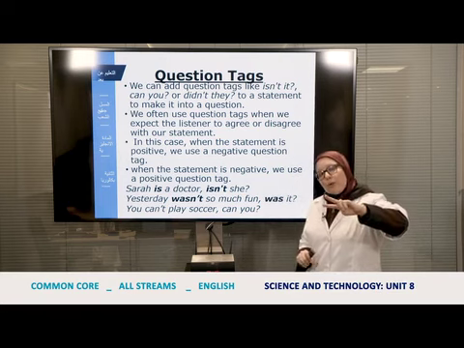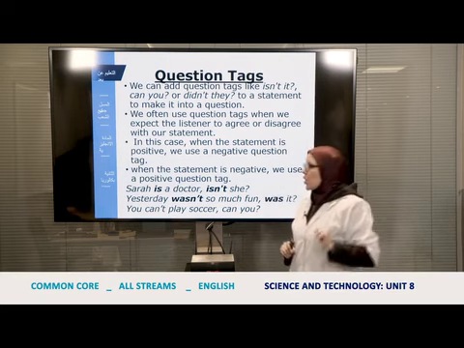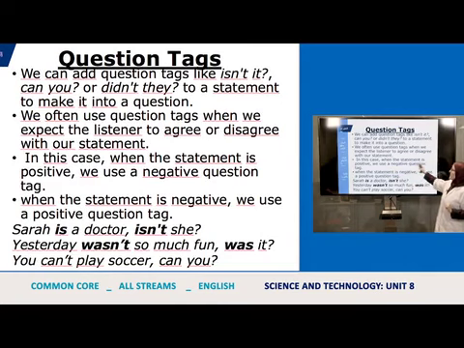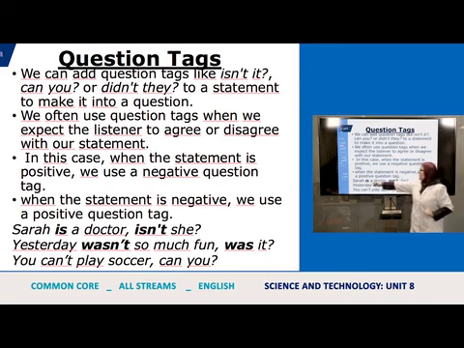And so now we come to the form, how we can form question tags. So in this case, when the statement is positive, we use a negative question tag, and vice versa. It means when the statement is negative, we use a positive question tag. Let's have a look up here. Sarah is a doctor. So this sentence is positive. That's why we put it into the negative form.